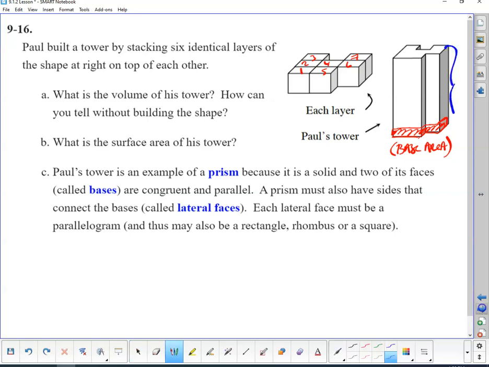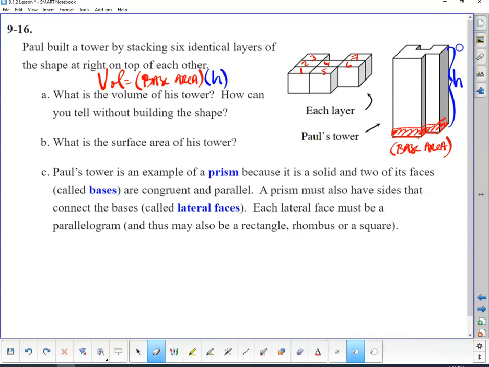And if you take that times however high it is, we get the volume. The height is not 7. The height is 6. You take that base area times the height. So the volume is equal to the area of the base, otherwise known as our base area, and we multiply that simply times the height. So since we have 7 cubes in the base area, 7 times the height, which is 6, we get 42 units cubed, and that's our volume.